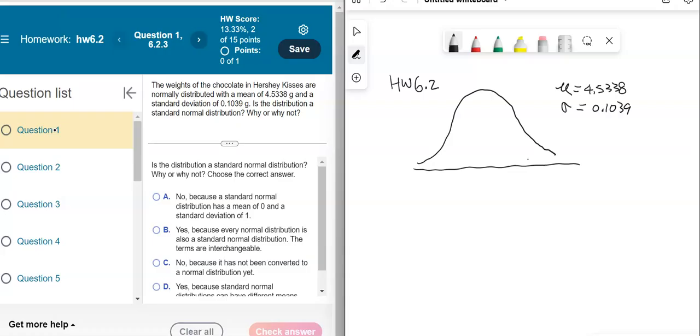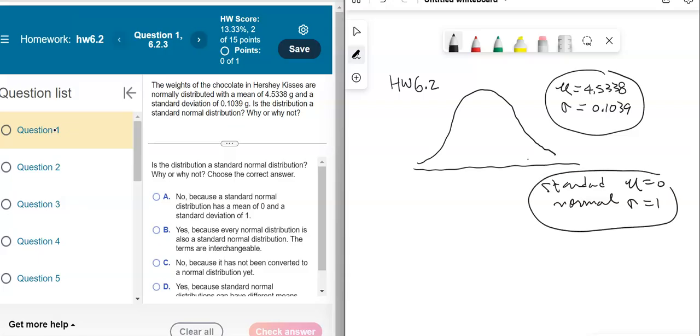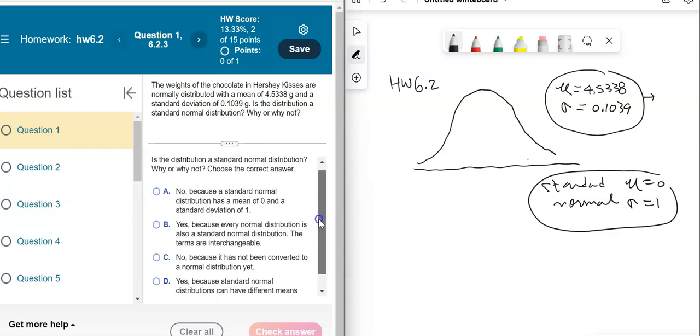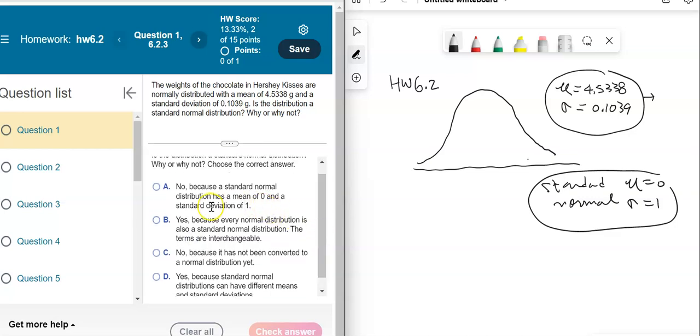Is the distribution a standard normal? No, it's not a standard normal, because to be standard normal, mu has to be 0, sigma has to be 1. So this is not standard normal. So is that standard normal? No, because a standard normal distribution has a mean of 0 and a standard deviation of 1. That should be the answer.